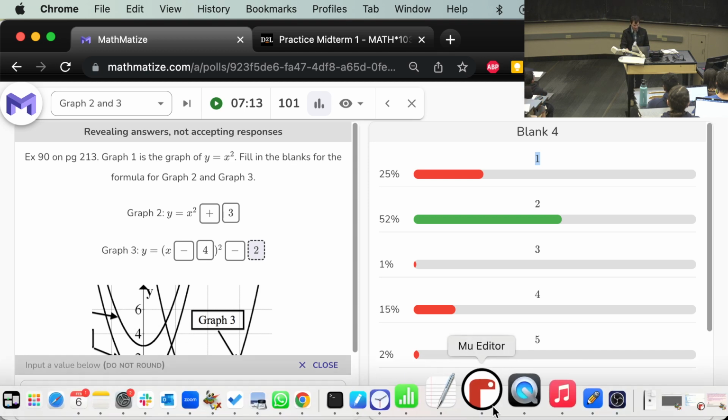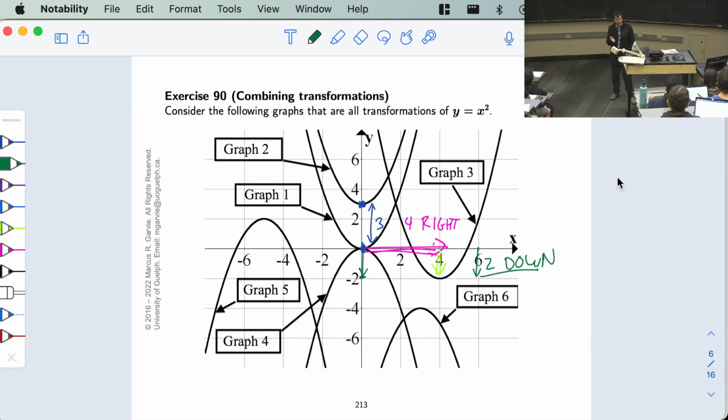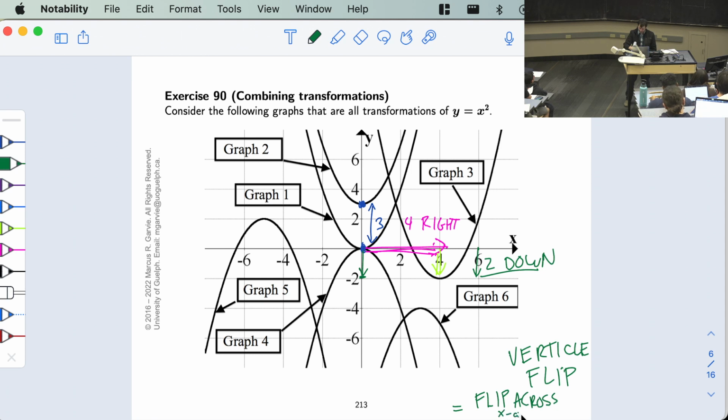OK, let's finish the graphs. So what's going on in graphs 4, 5, 6? It's the same as graphs 1, 2, 3, except they're upside down. And when they're upside down, this is what I called last class a vertical flip. A vertical flip. We're going to go with that. A vertical flip is multiplying by minus outside the function. To be very technically precise, a vertical flip is the same as a flip across the x-axis, or a reflection across the x-axis.